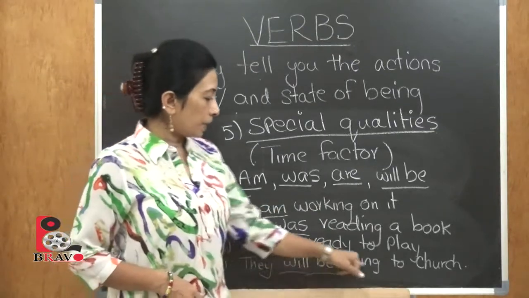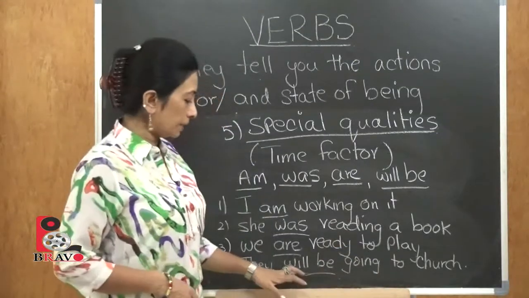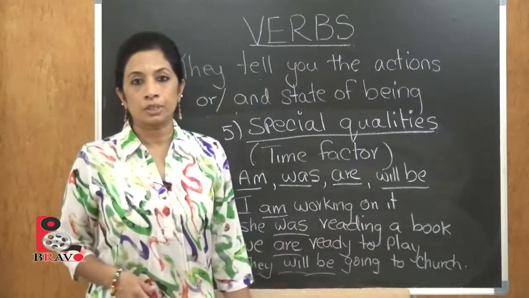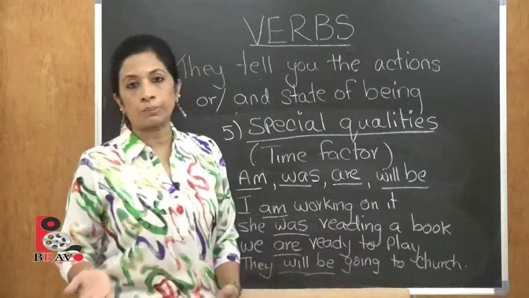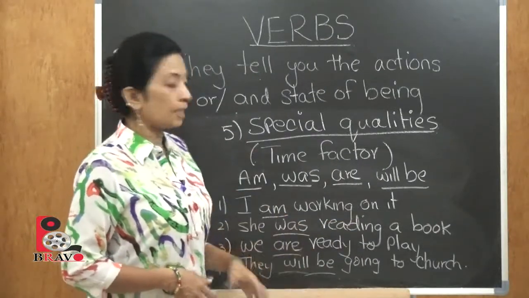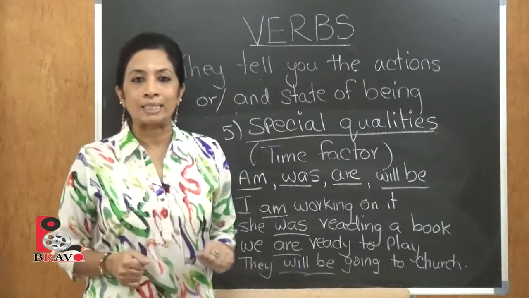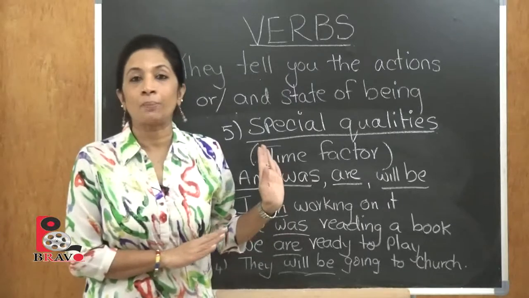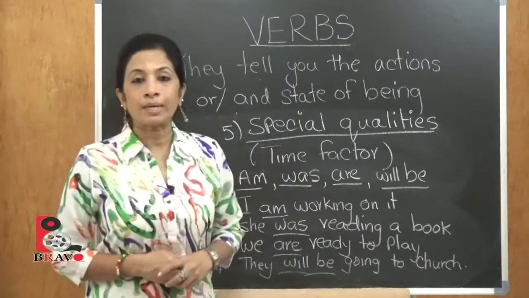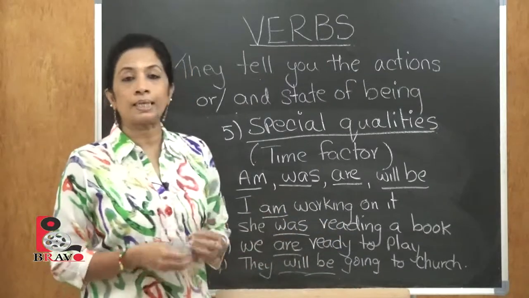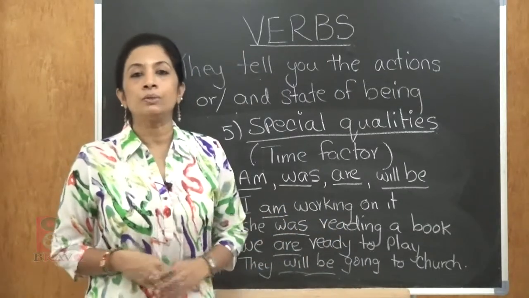They will be going to church. So the time factor here is the future tense, that they are going to be going to church. They will be. It could be tomorrow, it could be later, but they will be going to church. So this is the time factor, and it's usually used with a tense, past tense, present tense, future tense. Now that is a different topic altogether, which I will be covering as well. So we will use these examples in a little bit more elaborate way when we are using the tense.